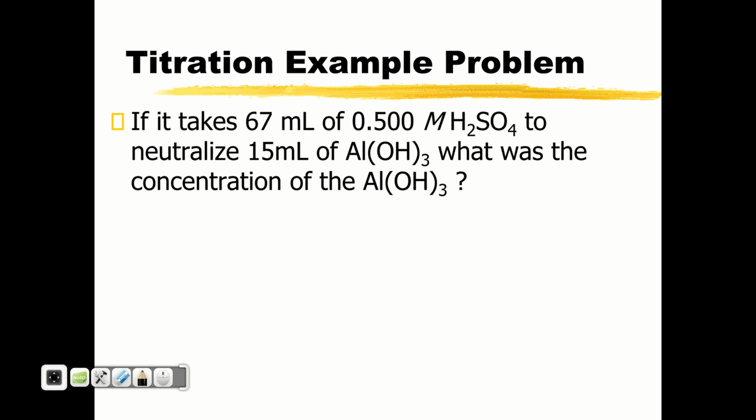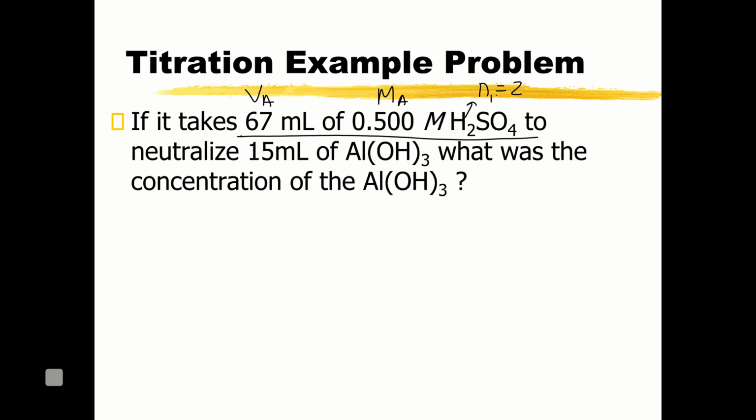All right, last one to do together. If it takes 67 milliliters, 0.5 molar H2SO4. So I'm finally starting with my acid. So I have VA, MA, and I have 2 H's, so NH is equal to 2. Down at the bottom, I have 15 milliliters, so I have VB and OH3, so I have 3, NOH is equal to 3. And I want my molarity of the base.